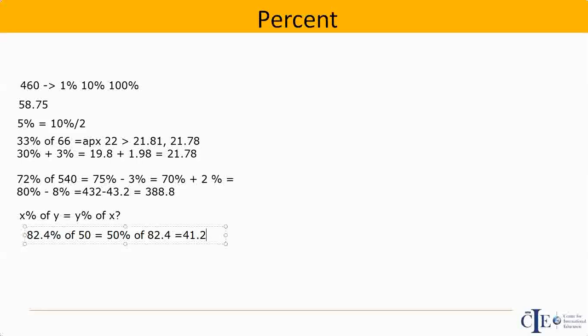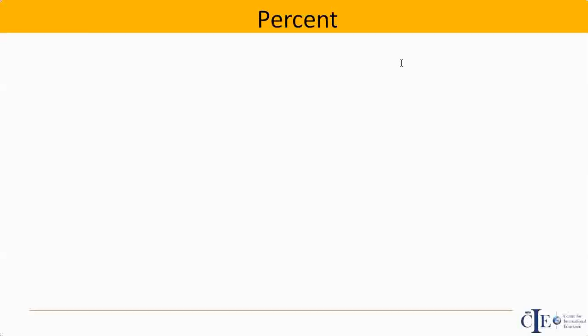So 82.4% of 50 is actually 41.2, because that's the same as 50% of 82, right? So that's how we can work out these percentages. Split them into 10%, 1%, and work. It's just very friendly, and again, you will not see that much tedious calculation on GRE. The numbers would be very friendly, so you're not going to have a very difficult thing to work out.